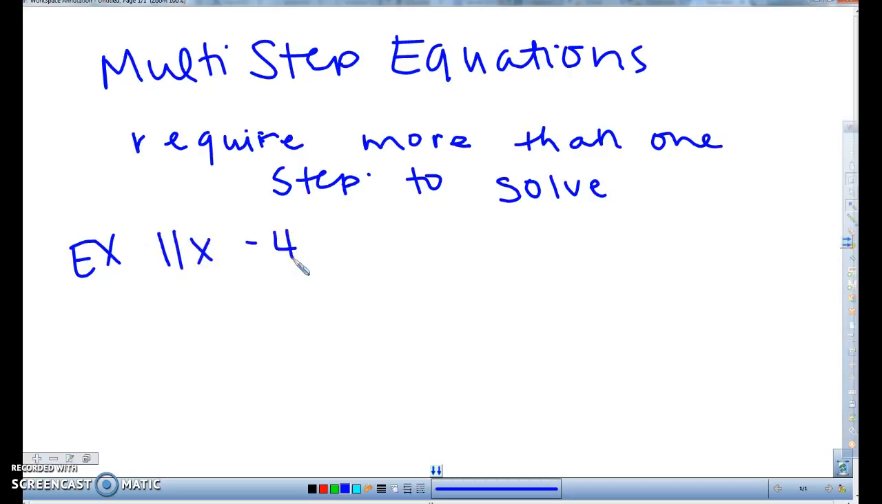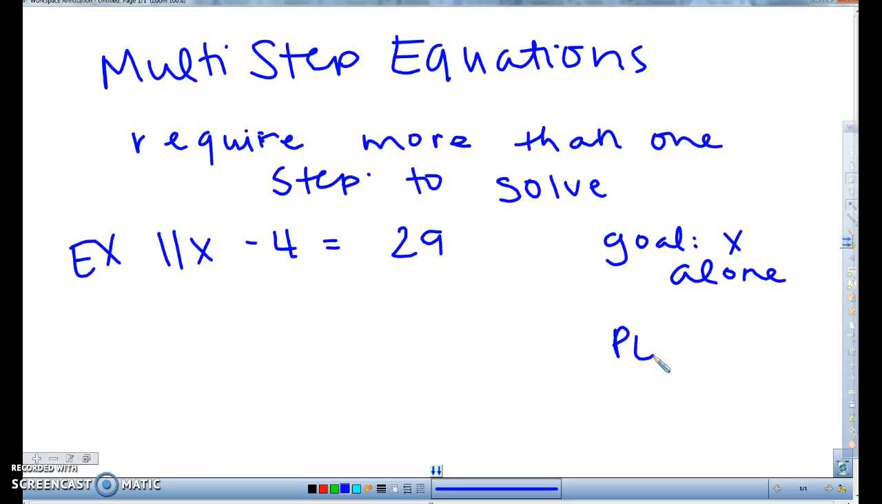11x minus 4 equals 29. Remember, our goal is to always get x by itself. So, it's kind of like I do PEMDAS in reverse. I'm going to start with adding and subtracting things off. So here I'm subtracting 4. The inverse of that would be to add 4 to both sides.